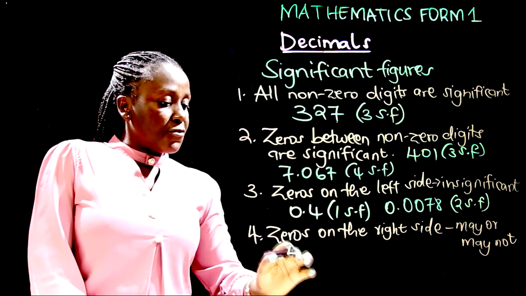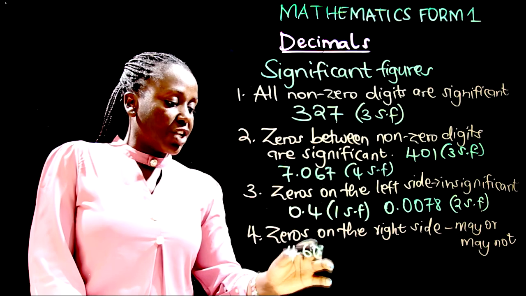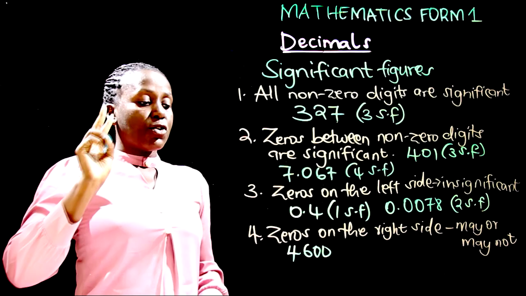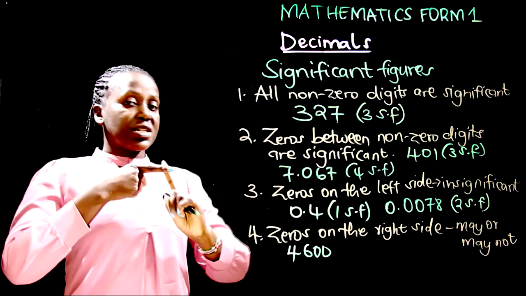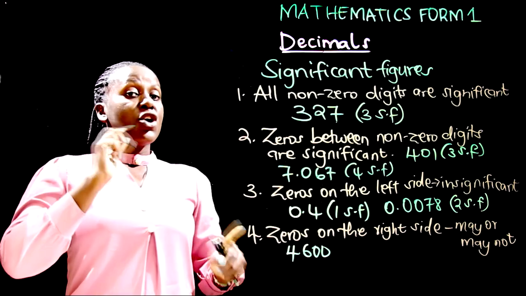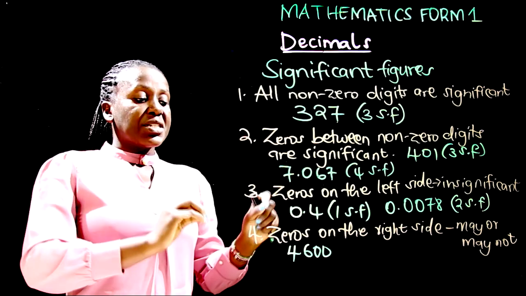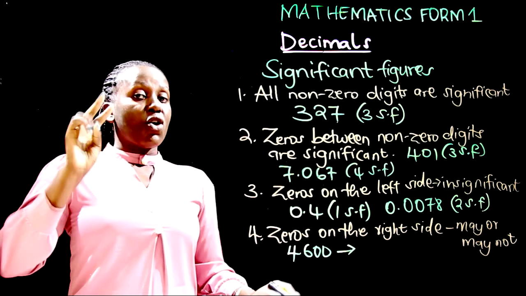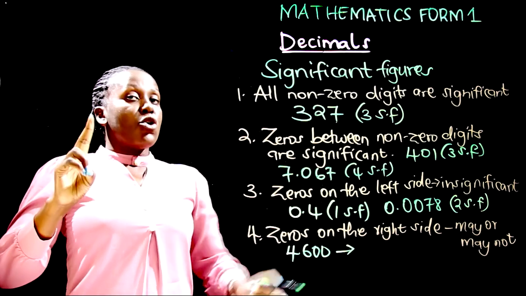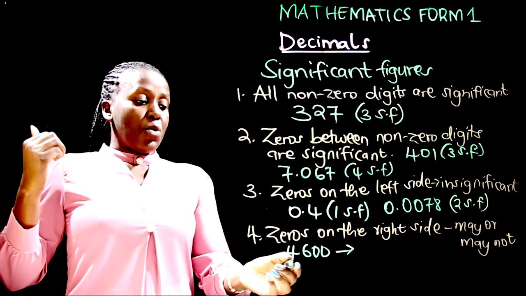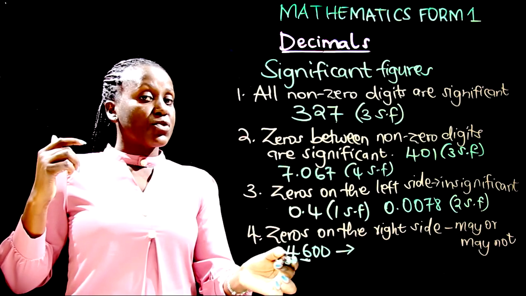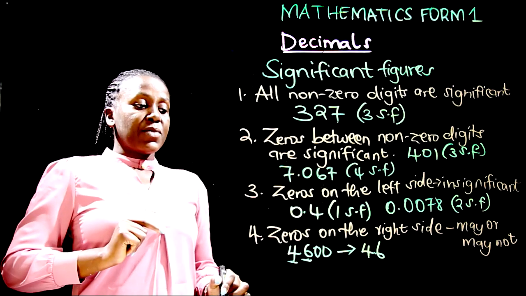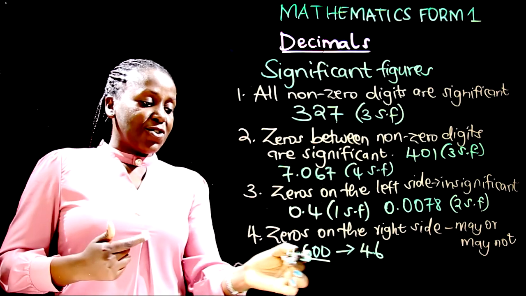A number like 4,600 has got two zeros. So these two zeros can be here for two reasons. One, either because they are considered to be significant, or because they represent the value of the number. For instance, if I want this number written correct to two significant figures, we always count from the left. 1, 2. So these are the first two significant figures.